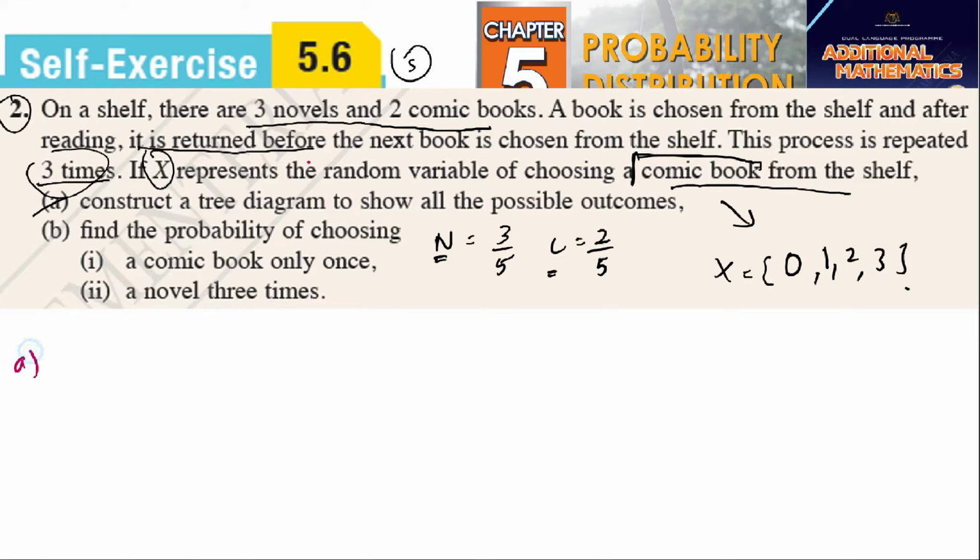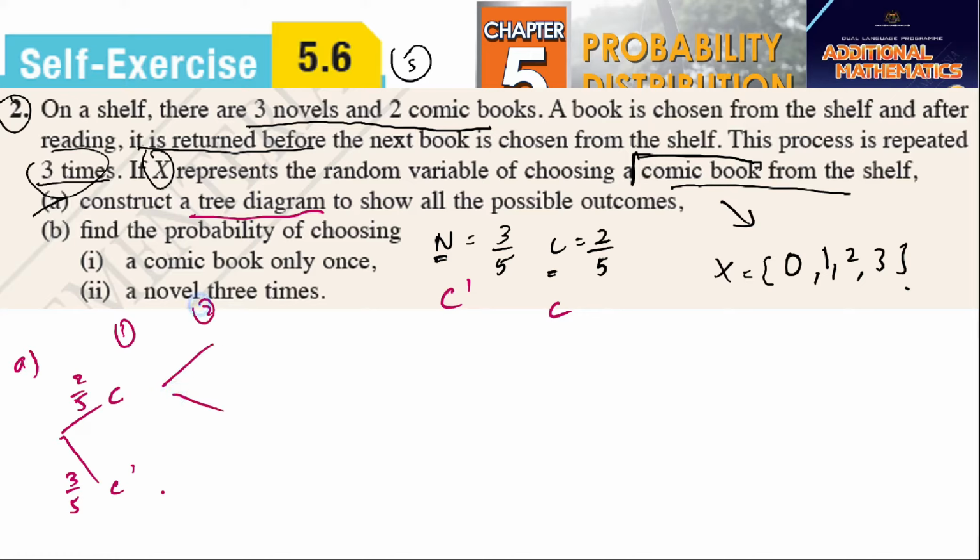So, tree diagram. This one is the first trial. So for the first trial, I just use C for comic because we are talking about comic book. So I'm using C, and this one would be the complement of C. So to get a comic book and not getting a comic book. So this one is 2 over 5, which means this one is 3 over 5, right? Because there's only 2 outcomes. So C plus C prime is supposed to get 1. Right, so this one is the first one.